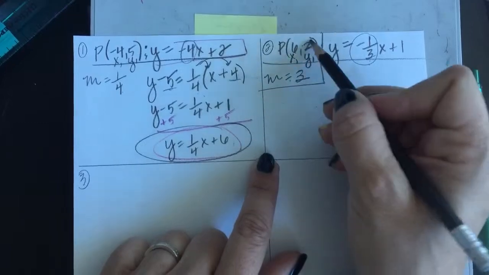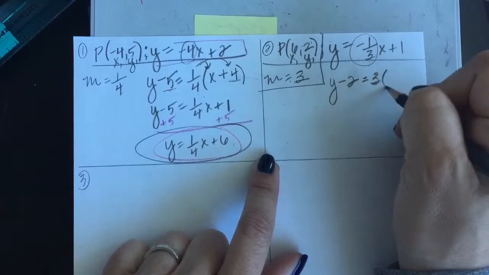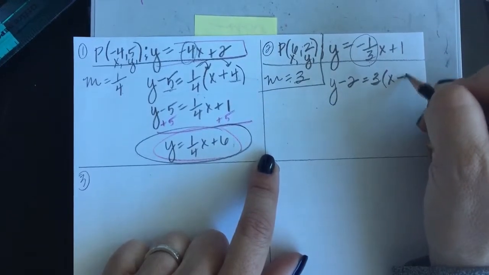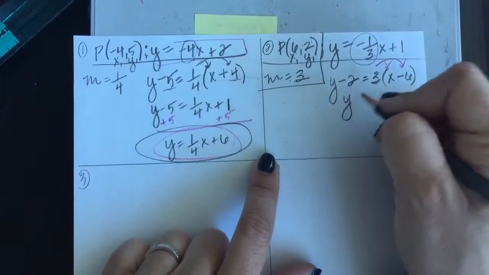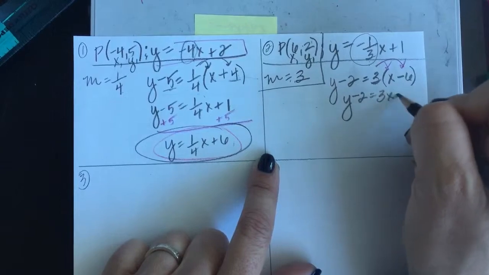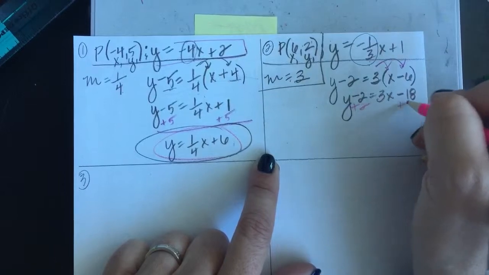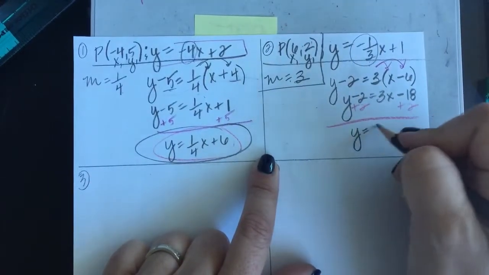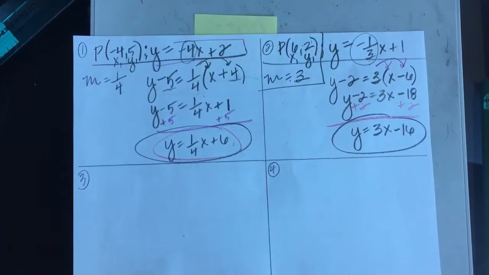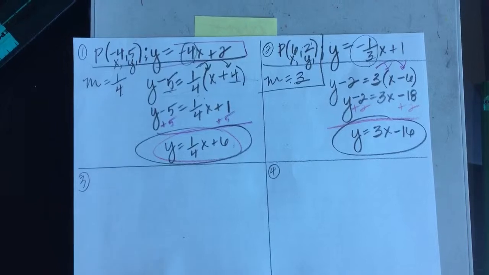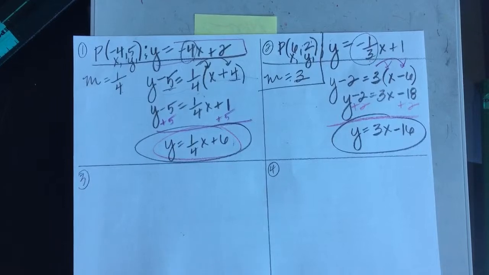So plugging these things into point slope form, y minus 2 equals 3 times the quantity x minus 6. And then I'm just going to simplify: y minus 2 equals 3x minus 18. I'm going to add 2 to both sides. Y is equal to 3x minus 16. And actually, flip your paper over and transfer those answers. That was part of the directions as well, that you got the math and then you transferred your answers.